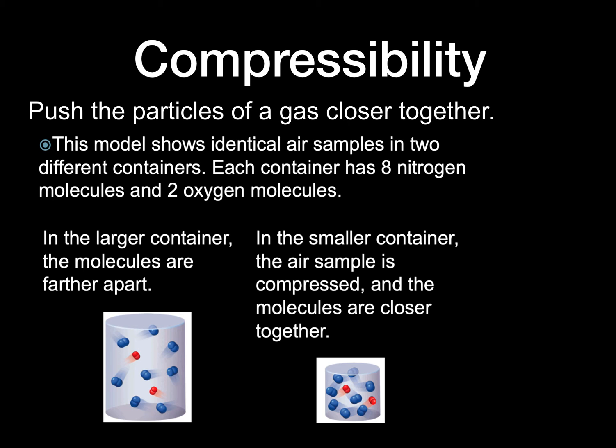Compressibility is when you push the particles of a gas closer together. This model shows identical air samples in two different containers. Each container has 8 nitrogen molecules and 2 oxygen molecules. In the larger container, to the left, the molecules are farther apart. In the smaller container, the air sample is compressed and the molecules are closer together.